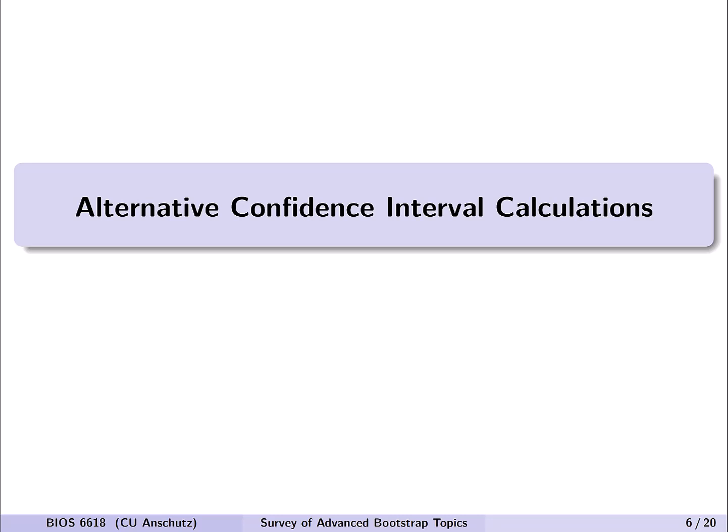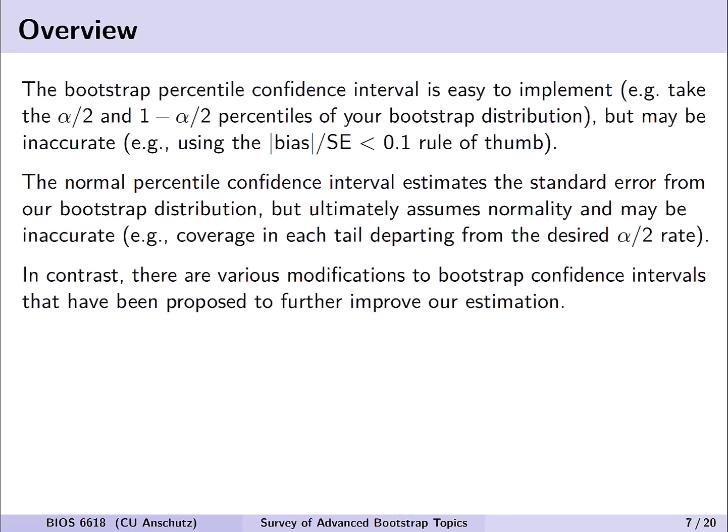The first set of alternatives we're going to look at are different or improved upon confidence interval calculations relative to that bootstrap or normal percentile interval. As a quick refresher, we do have that bootstrap percentile confidence interval, which is extremely easy to implement. In other words, we just take the alpha over 2 and the 1 minus alpha over 2 percentiles of our bootstrap distribution. But the trade-off is that even though it's entirely nonparametric and makes no assumptions, it might be inaccurate. Or in other words, we have that rule of thumb where you can take the absolute value of the bias of our bootstrap distribution divided by the standard error. And if it was less than 0.1, we felt pretty good about its accuracy. Although if it was greater than 0.1, that's where we were concerned that it might be inaccurate.